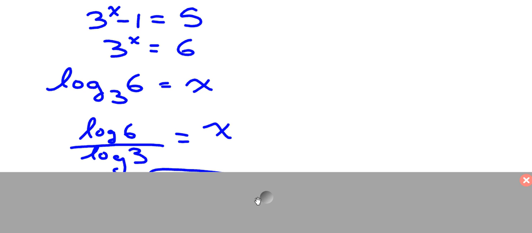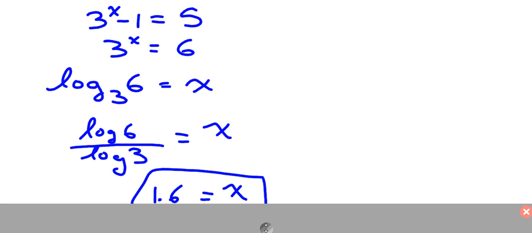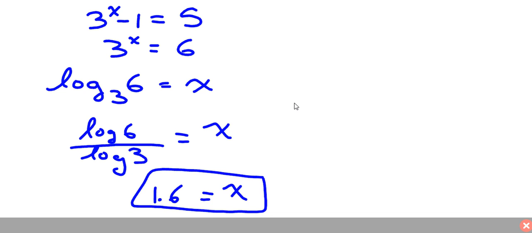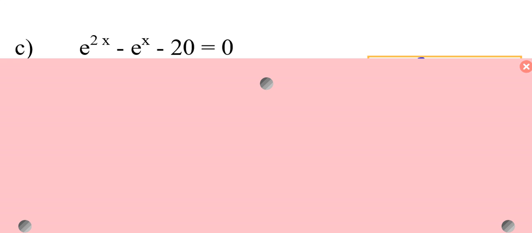When we don't see a base, we know that means our base is 10. And so we have log base 10 of 6 divided by log base 10 of 3. But once again, on your calculator, you just push log because that implies that your base is 10. You hit enter, and you should be getting 1.6. I'm sure I rounded that up, or down.